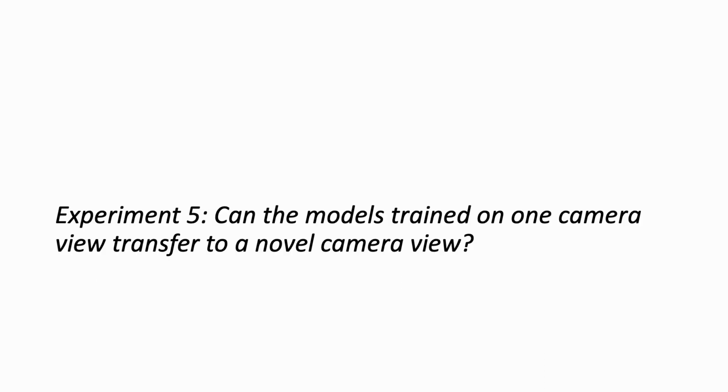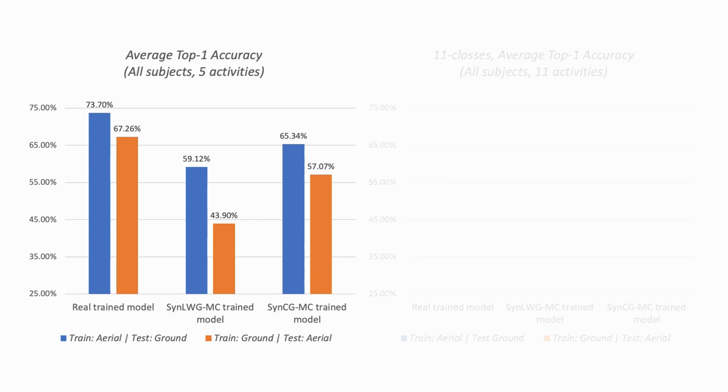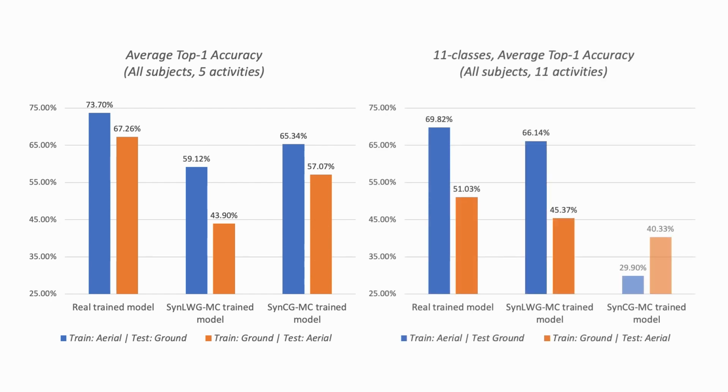The fifth research question was, can the models trained on one camera view transfer to the novel camera view? The idea of this experiment was to evaluate the models across different views. The model trained on ground data was evaluated with the aerial test data and vice versa. The results show that the real data has the best performance for both the 5-class and the 11-class experiment. The best performance was seen for the model trained on real aerial data and tested on ground data in the 5-class experiment. We hypothesized that this is due to the wide range of views in the aerial view, allowing the model to be transferred to ground-level data more easily rather than the vice versa.